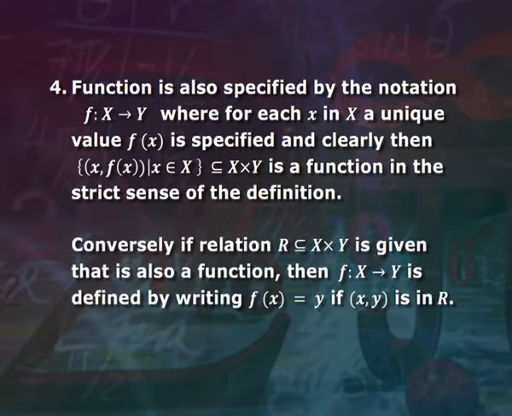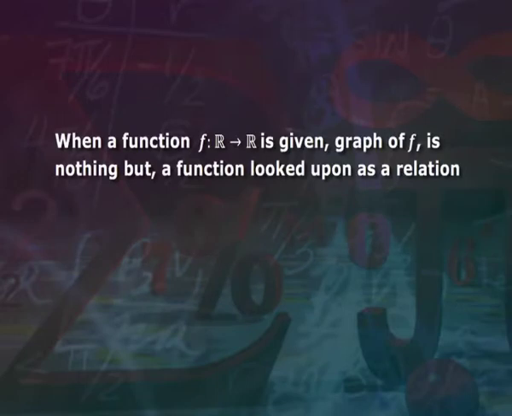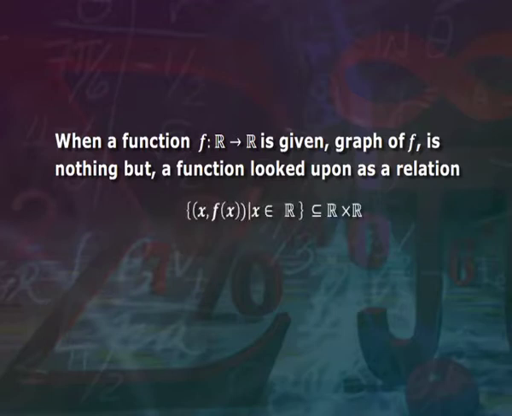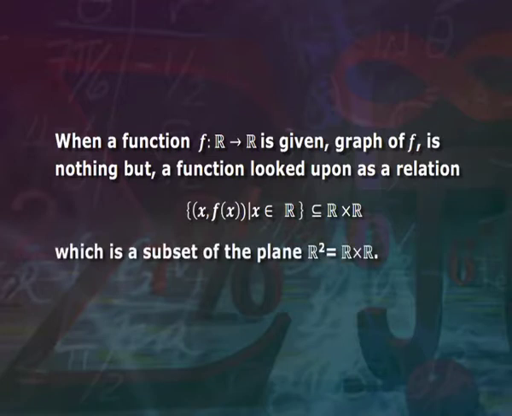Conversely, if a relation R as a subset of X cross Y is given, that is also a function, then f from X to Y is defined by writing f(x) equal to y if (x, y) is in R. When a function f from R to R is given, the graph of f is nothing but the function looked upon as a relation, the set of ordered pairs (x, f(x)) such that x is in R, which is a subset of R square.